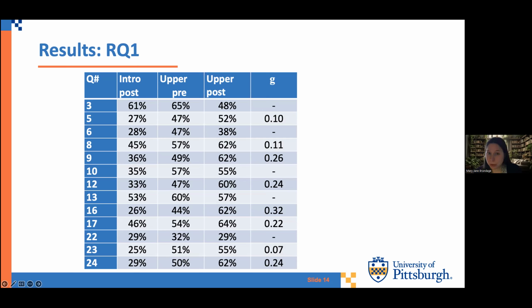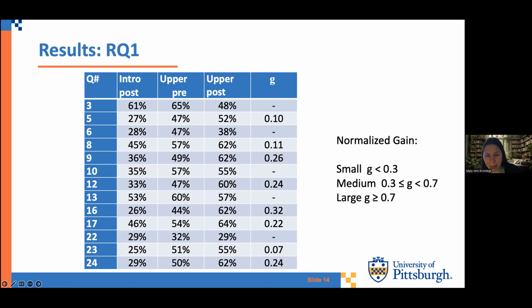Then we looked at the upper level students, their pre- and post-test scores, so that we could look at their normalized gain and see how that increased or decreased. And in that last column, we have the normalized gain. The normalized gain is how we look at how well their scores increased from pre to post test. Now, immediately, you're going to look at that column and say, oh, a couple of them are dashes. What does that mean?